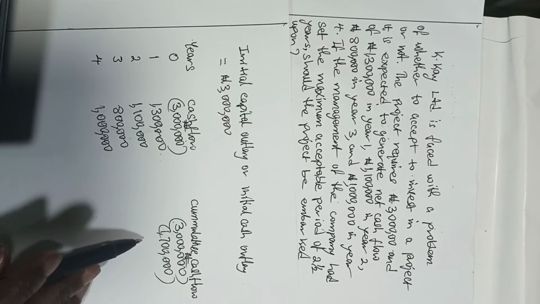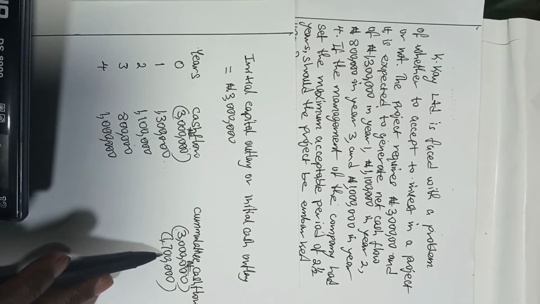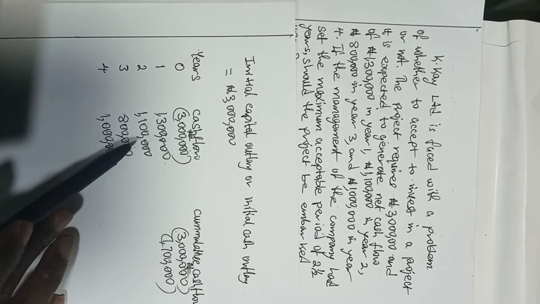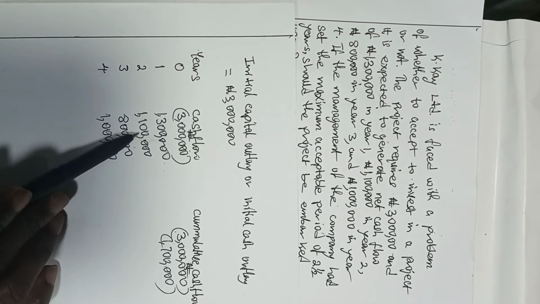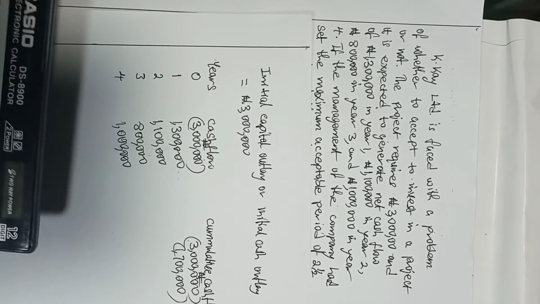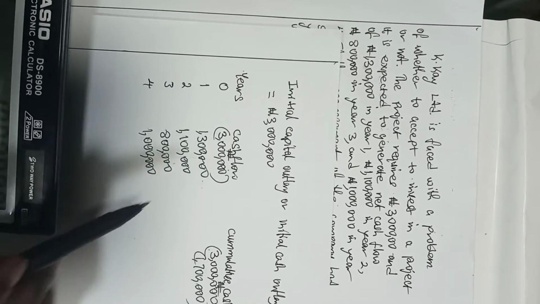So the second one now, this minus 1.7 will also be reduced by this 1.1. So we now say plus 1.1 million.